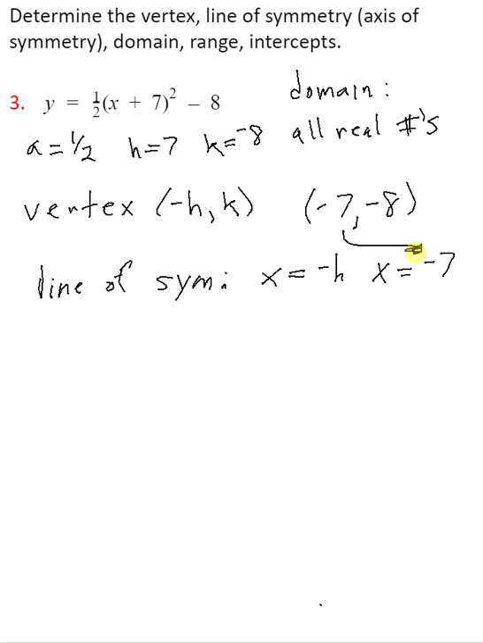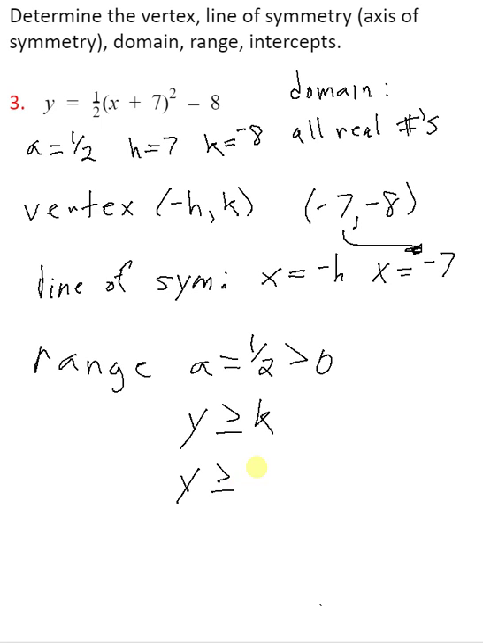And then let's do the range. So my a is equal to 1/2, which is greater than 0. So that means y is going to be greater than or equal to k. So in this case, y is greater than or equal to -8. It's also my y coordinate of the vertex.